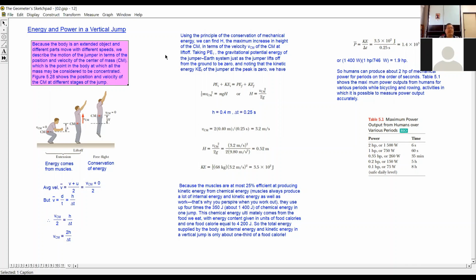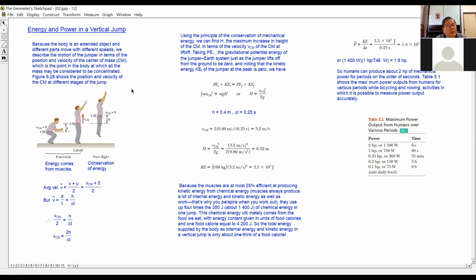Because the body is an external object and different parts move with different speed, we establish motion of the jumper in terms of the position and velocity of the center of mass, which is the point in the body at which all the mass may be considered to be concentrated. Figure 4.28 shows the position and velocity of the CM at different stages of the jump.